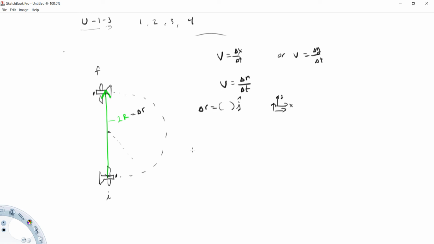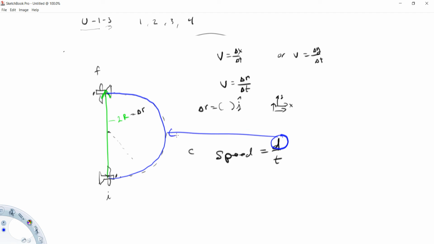Right? Part C. Now, C asks a slightly different question. It says to find the average speed. Now, speed is not a vector. It's just distance over time. And there's a big difference here between the change in position of the plane and the distance traveled. The green vector is the change in position. That's called a displacement. That's a vector. In blue, there's your distance traveled. This distance right here is the blue, and that's not a vector, and that's half a circle.